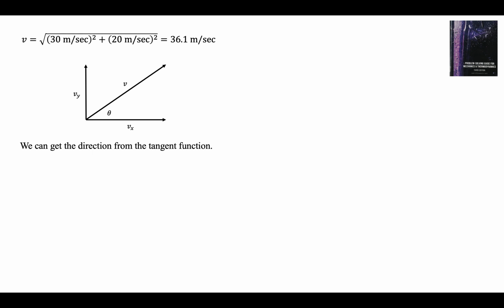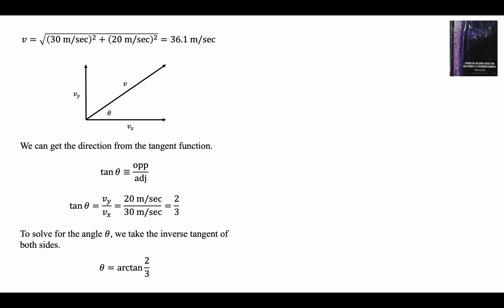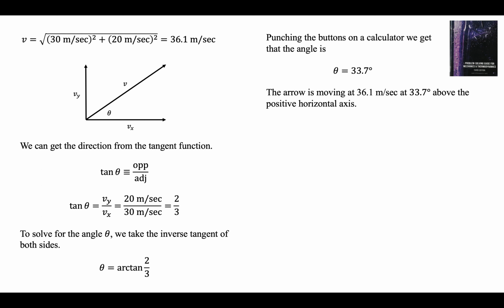We can get the direction from the tangent function. Tangent is, I think, opposite over adjacent. Yeah, opposite over adjacent. It's 20 meters per second divided by 30 meters per second, which is 2/3. So we need the angle whose tangent is 2/3, and that's the arctangent function, or inverse tangent, whatever you want to call it. Theta is arctangent of 2/3, and we can use a calculator to get 33.7. So the arrow is moving 36.1 meters per second at 33.7 degrees above the positive horizontal axis.